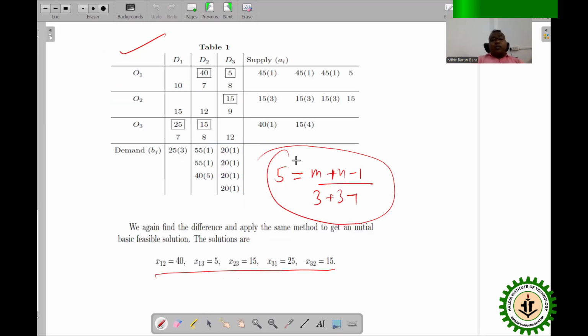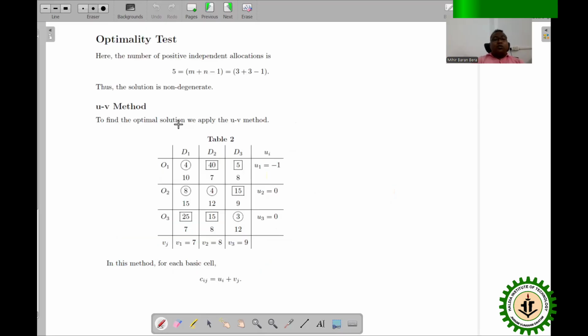Already I have shown you that this is the solution we got by the Vogel's approximation method. For the optimality test, you have seen that the number of allocated cells is m plus n minus 1, so the solution is non-degenerate. Now we are finding the optimality test using the UV method.